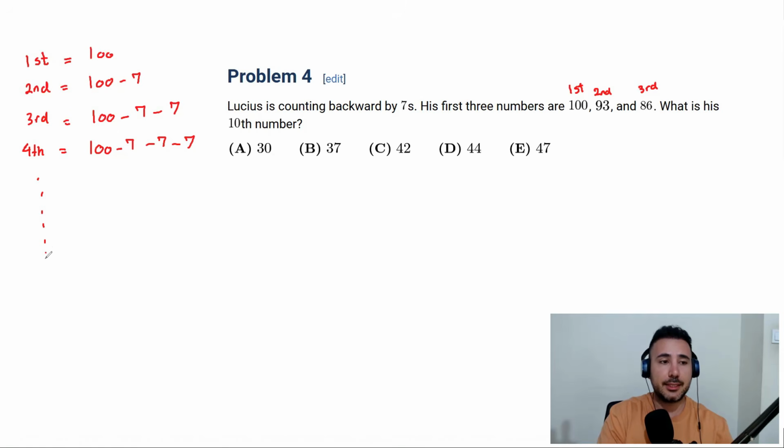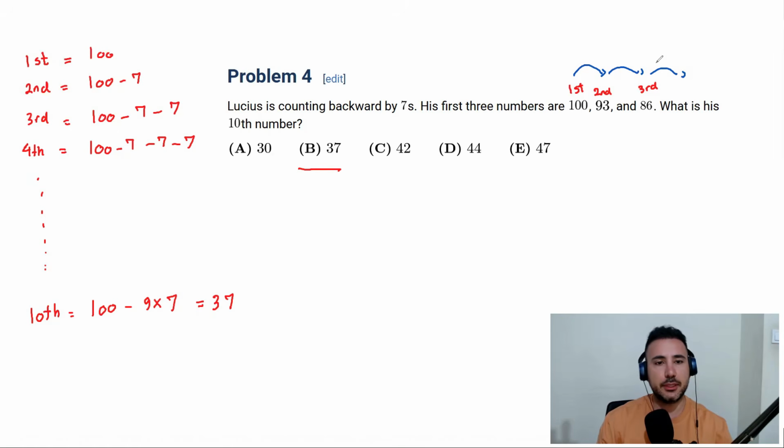Now the question is asking for the 10th number. So the 10th number is again 100 minus how many sevens? 9, right? So 9 times 7, this is 100 minus 63. So it's going to be 37, okay? It's going to be this one. Why do you call this an arithmetic sequence, right? Because it was always minus 7, minus 7, minus 7, right? That's why it's called arithmetic sequence.